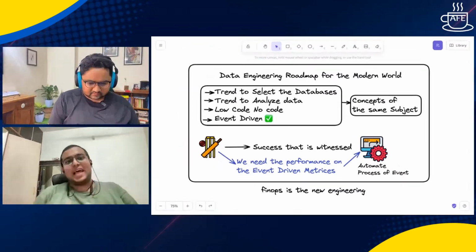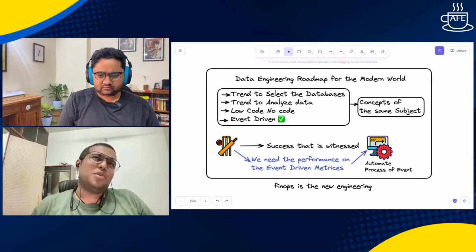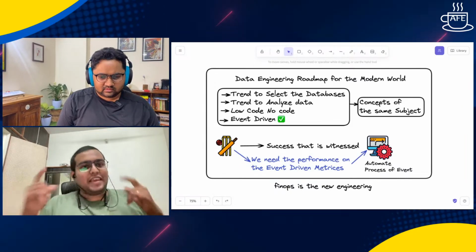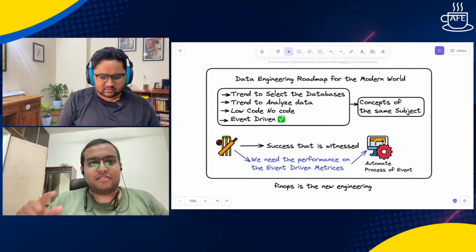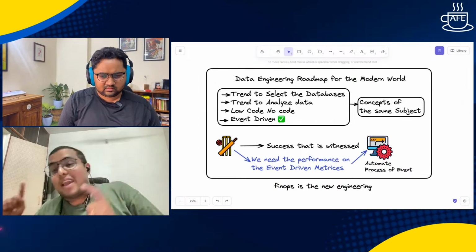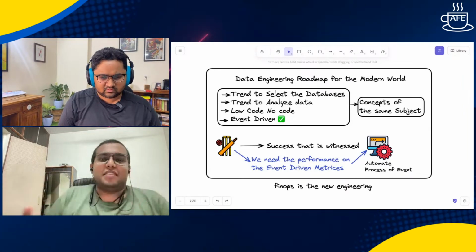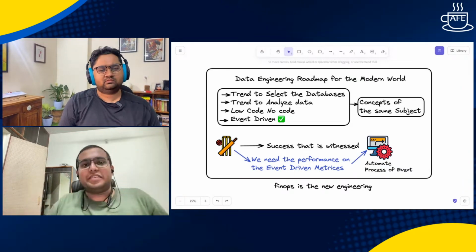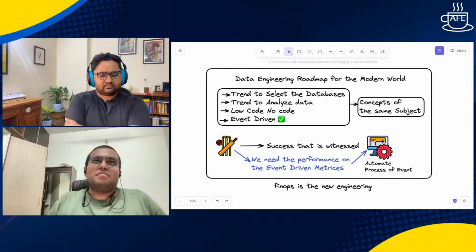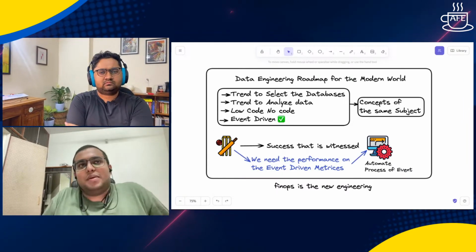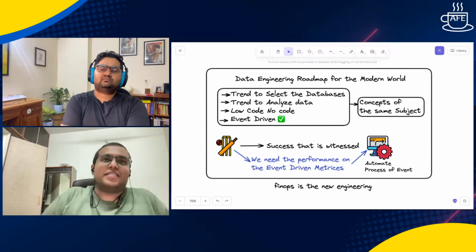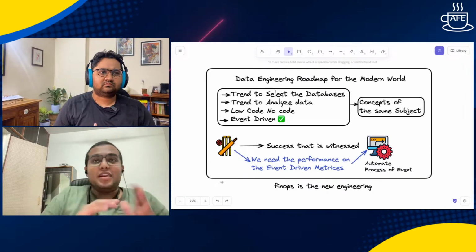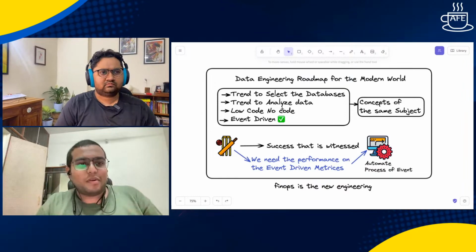So yes, last time we talked about the data engineering roadmap, or the data engineering pathway, because we identified the trend to select databases, the trend to analyze data, and experimenting with low code and no code and an event-driven system is what we are trying to build. And over a course of time, if you see how data engineering is evolving, there is probably an outdated version of batch processing that people have worked upon, but there's obviously a new way and a new trend. Like we didn't just stop there. We didn't just stop at giving you some sort of insight about what it is all about.